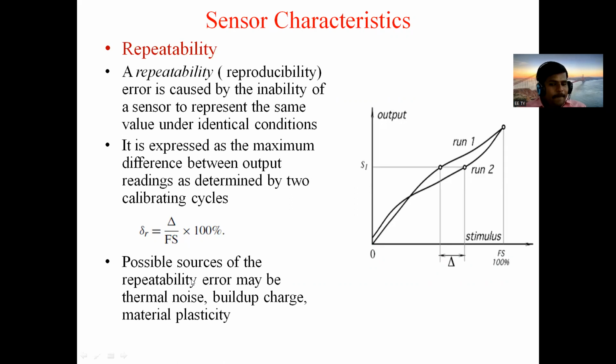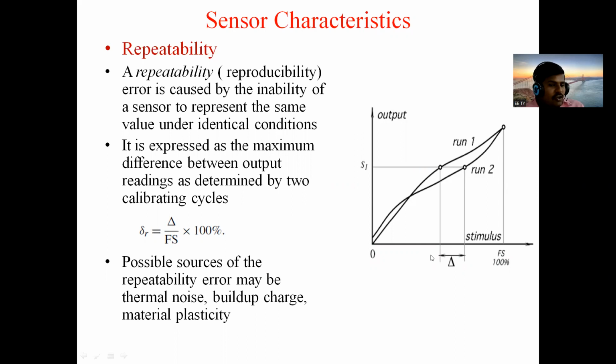It is equal to delta, the span between two input stimuli, divided by Fs. What is Fs? This is the line of input stimuli, and this is the line of output. Fs is nothing but the full scale we discussed in the characteristics. Suppose the full scale input is 10x, and the difference between them is 2, then it is 2 divided by 10 into 100. So that is delta R, the repeatability error.